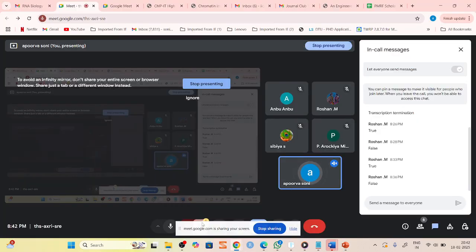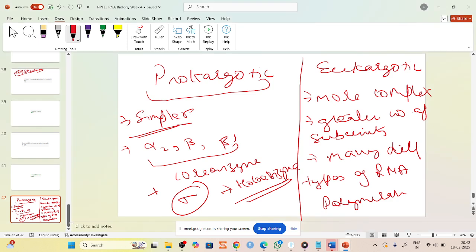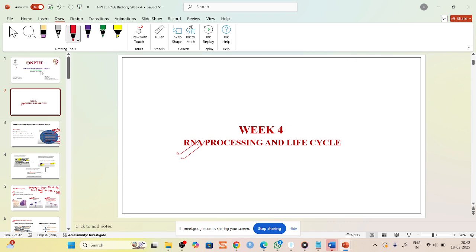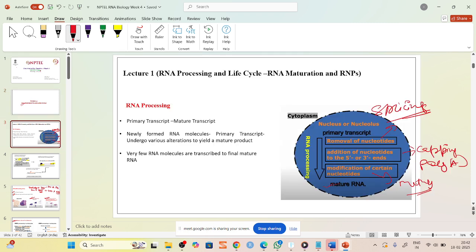Okay, so very quickly I will try to summarize whatever we have dealt with in this lecture today. RNA processing. What is the meaning of RNA processing? RNA processing means the conversion of the primary transcript to the mature transcript, and this takes place within the nucleus. After the RNA has matured, only then does it come out of the nucleus.